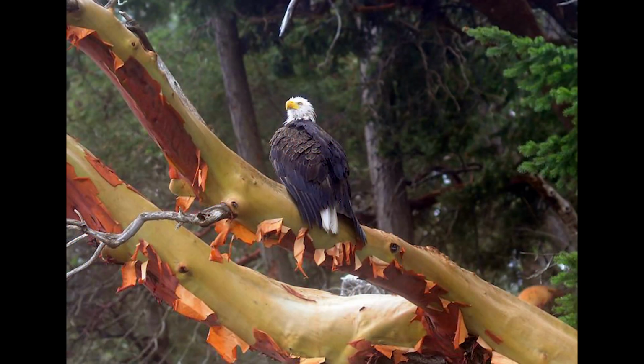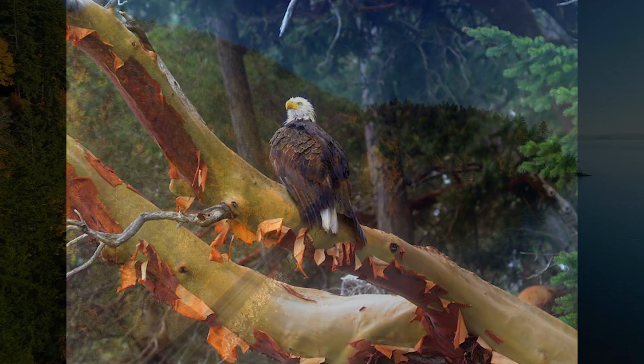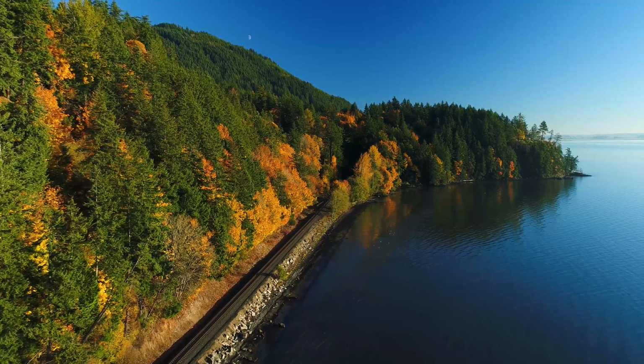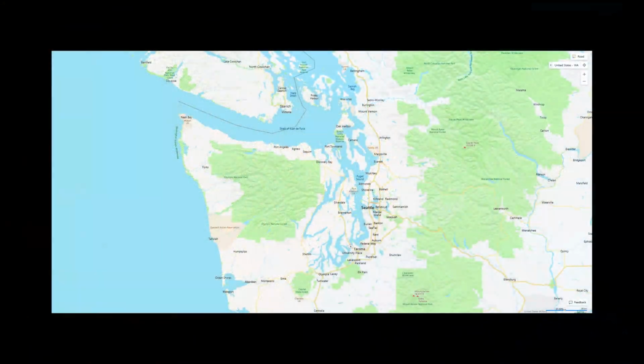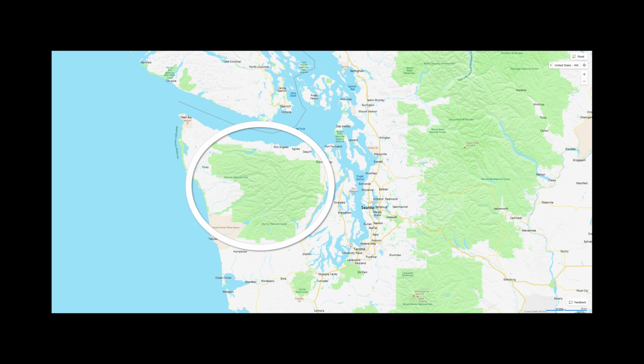Gnarled ochre-colored madrona trees grace much of the shorelines, while evergreen fir and pine forests cover large inland areas. Here you see a map of western Washington, and this large area is where the Olympic Mountains reside, and this is where the San Juan Islands are.